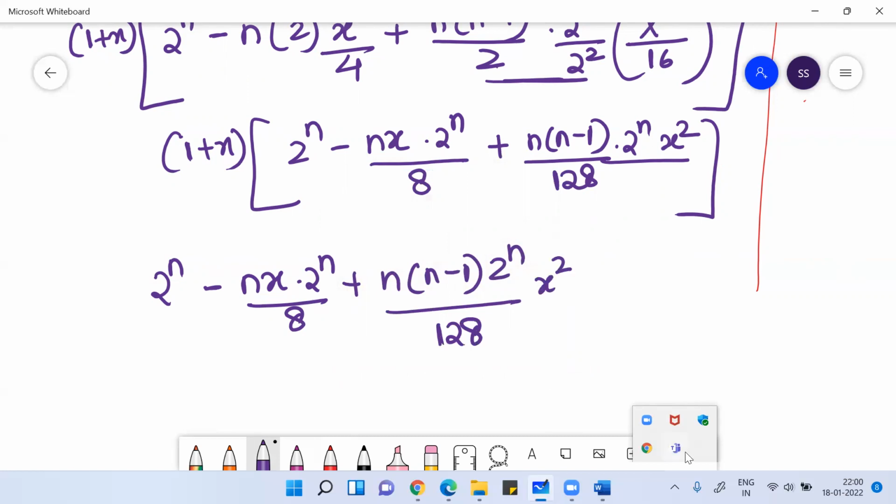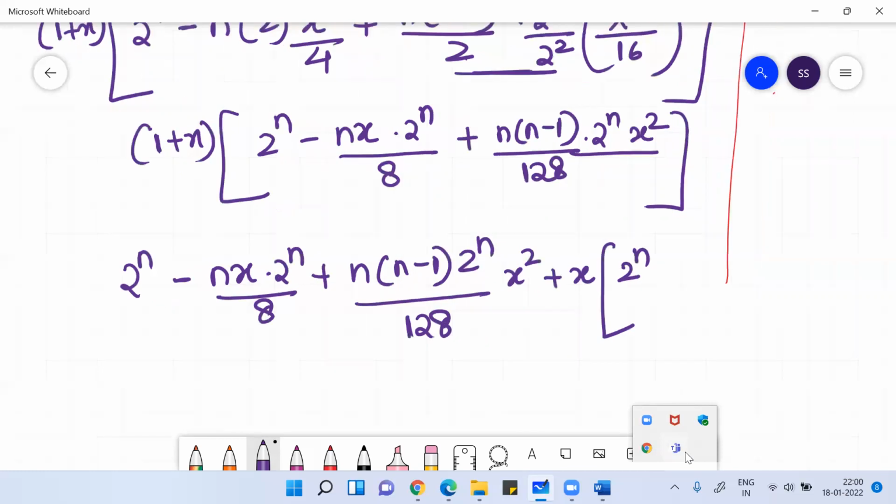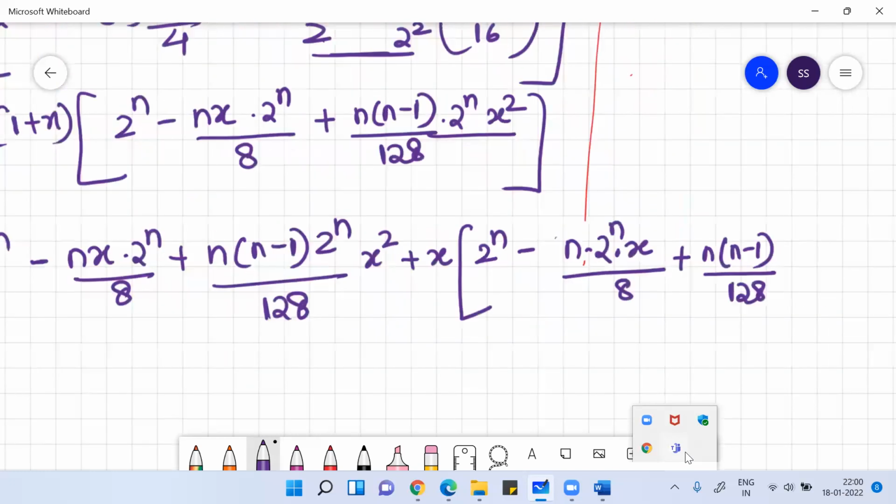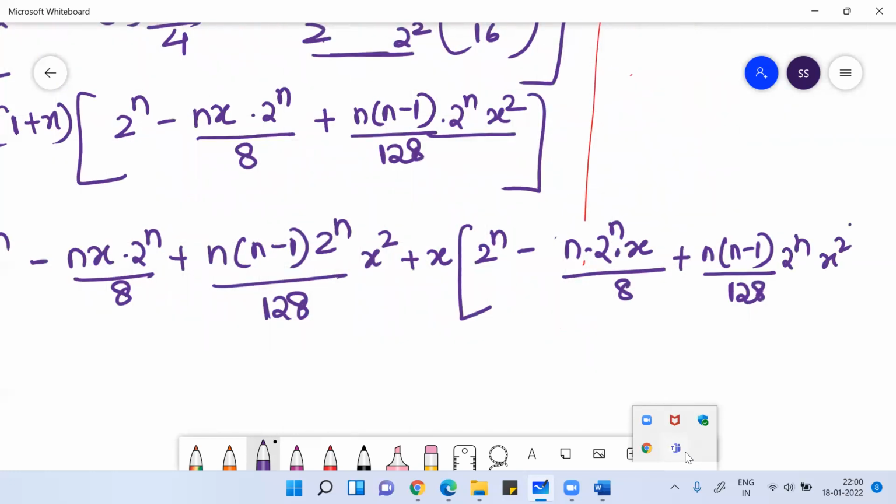Then if you plus x, this x will multiply with 2 to the power n minus nx, 2 to the power n, or you better write n into 2 to the power n into x by 8. This is plus n into n minus 1 by 128 into 2 to the power n x square.